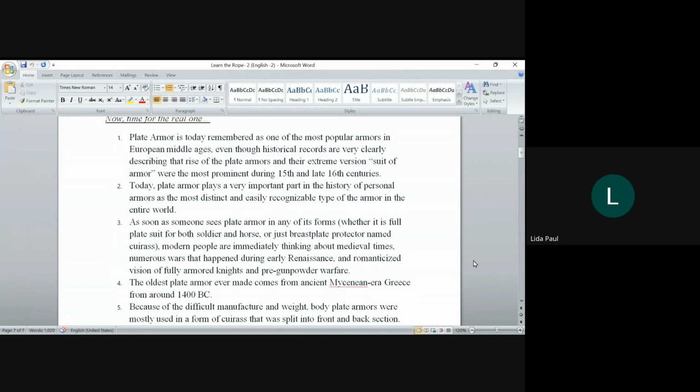Okay. Then next line: even though historical records are very clearly. In that line, what would be the adverbs in that line?